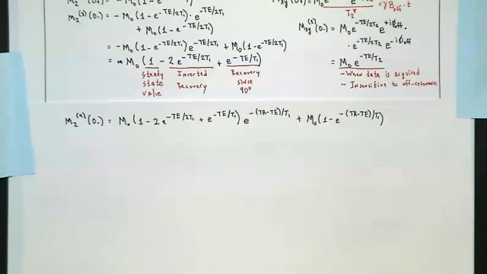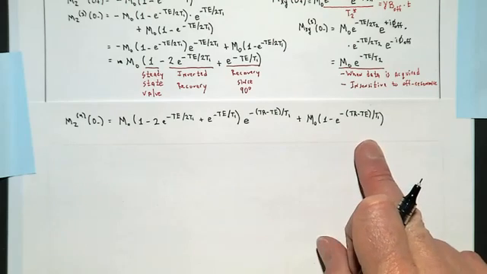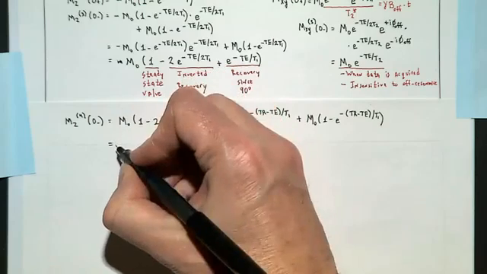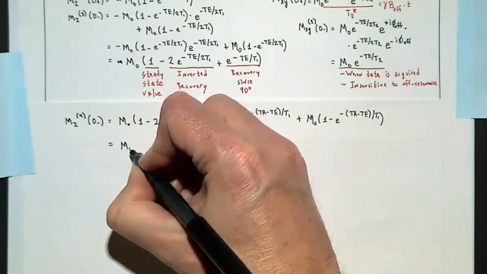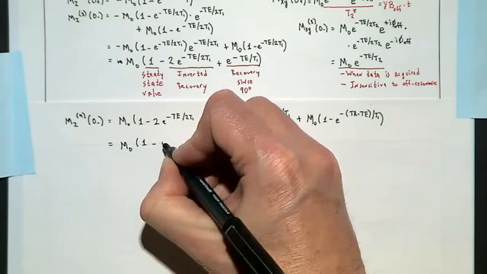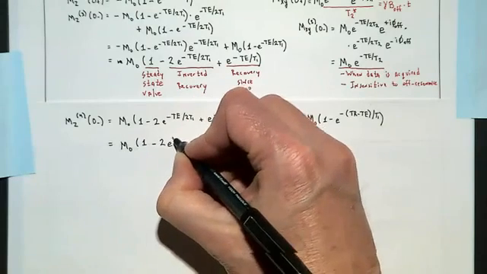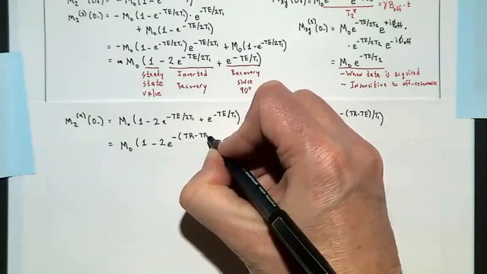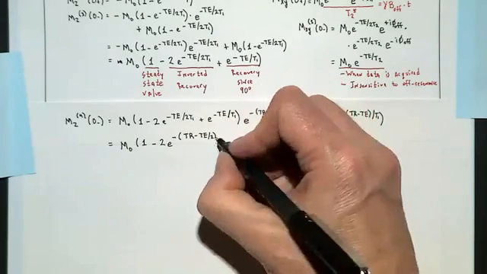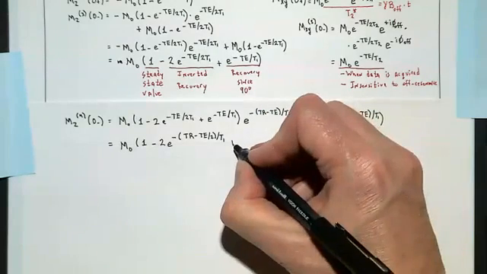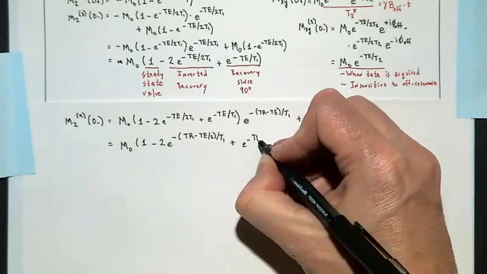I'm going to move a little quickly to combine those terms. I trust that you could do the algebra. What you would end up with is a term that looked like this. You'd end up with M0 times 1 minus 2e to the minus TR minus TE by 2, all governed by T1 relaxation, so divided by T1, plus e to the minus TR by T1.